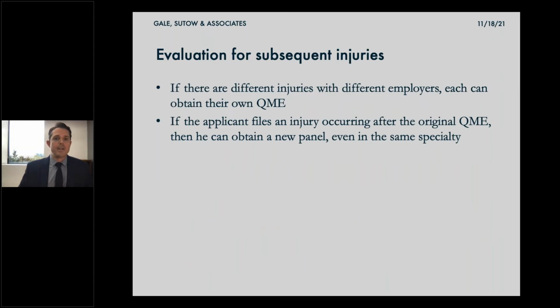So if there is an evaluation for subsequent injuries, let's say you have a situation where there are different injuries with different employers. There's no question that each of those employers can obtain their own QME. But what if the applicant is first evaluated by a QME for an injury and then has another injury that occurs after that initial evaluation?